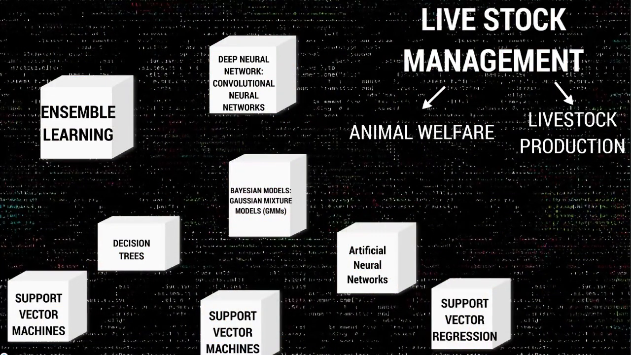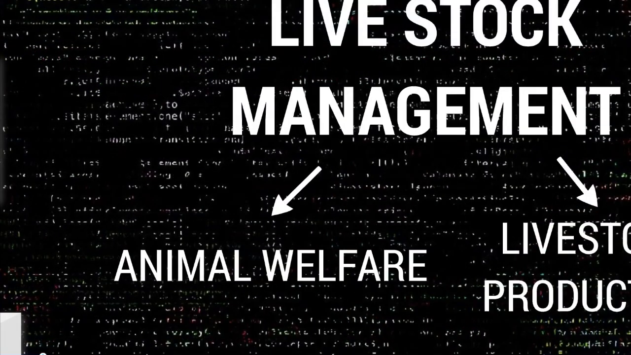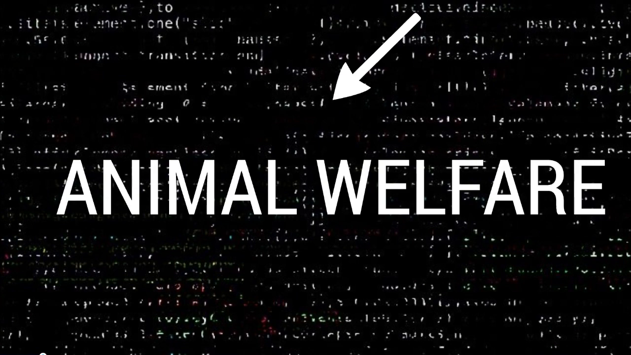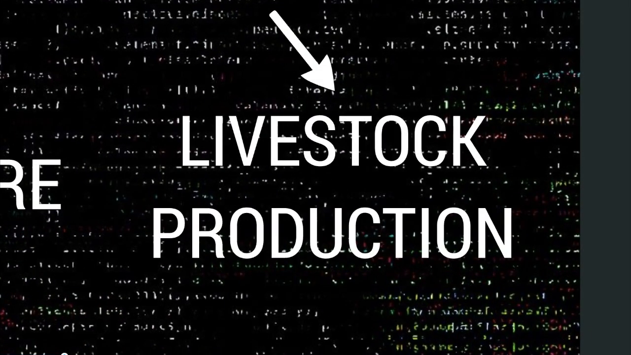Now, I will continue to talk about the application of machine learning in livestock management. Livestock management consists of animal welfare and livestock production. The main purpose of applying machine learning in animal welfare is to detect diseases in their early stage, while for livestock production, machine learning is applied to predict the economic balances for the producers according to production line monitoring.